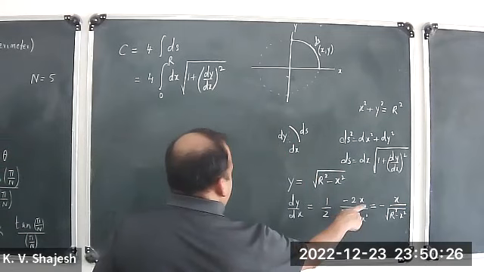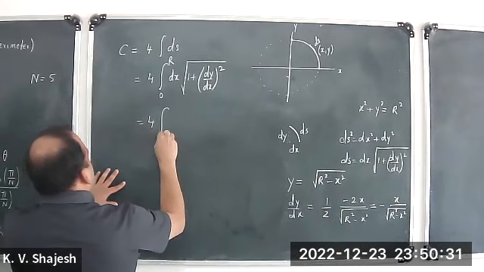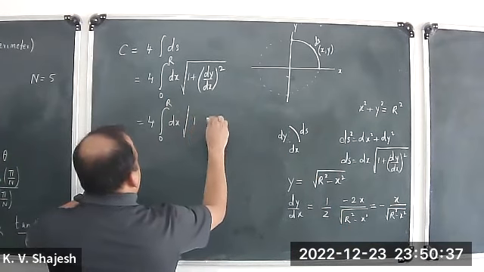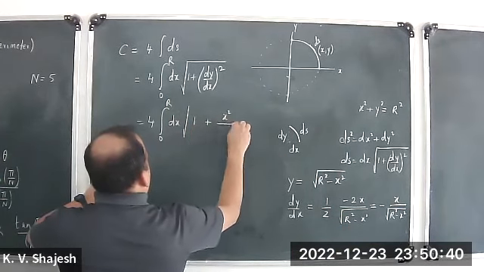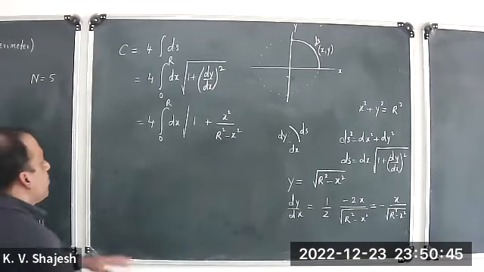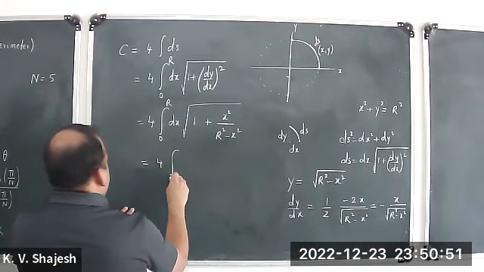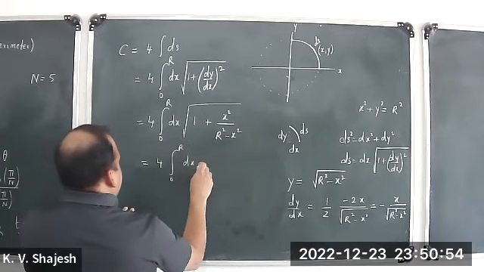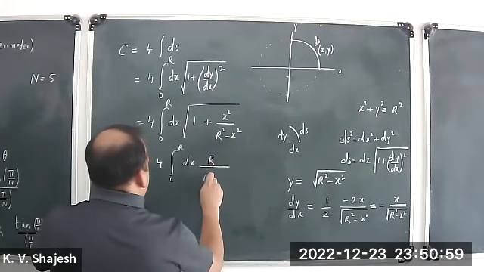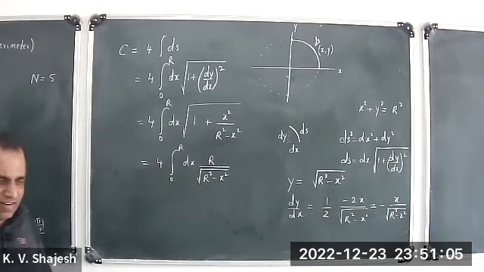We are interested in the square, so the negative sign doesn't really bother us. So this is 4 times the integral from 0 to r of dx, and you have 1 plus x squared over r squared minus x squared. Simplify this, and we get 4 times the integral from 0 to r of dx times r, which comes in the numerator, over r squared minus x squared. Right, the x squares cancel out.